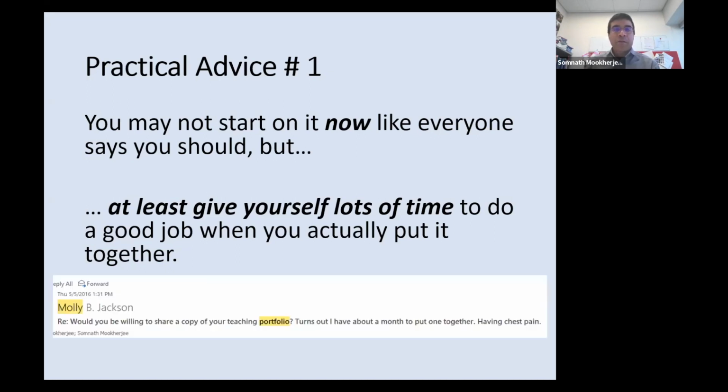It's not something that you can say, oh, I'll just write that for that job application a week before applications are due. So this is an email that I sent Molly, one of my colleagues, and maybe you all know Molly Jackson. She'd just gone through the process, and this is me writing to her. Would you be willing to share a copy of your teaching portfolio? I was having crushing substernal chest pain trying to put this thing together. So give yourself time, okay?